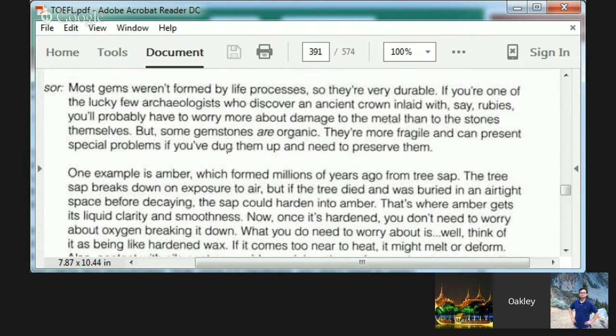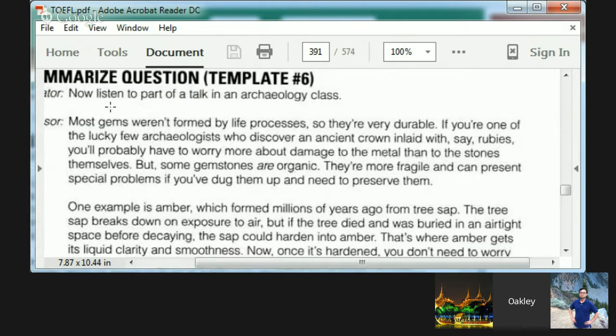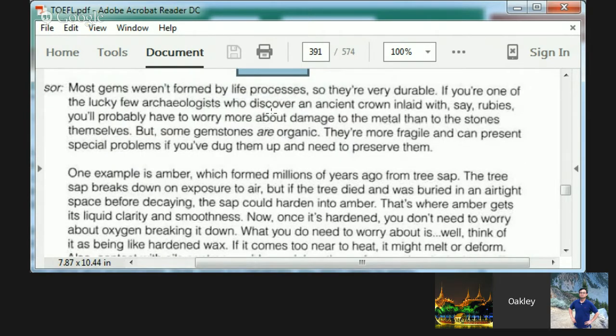All right. It starts out with a very brief introduction by the narrator. Don't forget about the narrator. He's going to give you a clue. For example, here: "Now listen to a part of a talk in an archaeology class." Okay, you can start to use predictive listening. You at least know it's archaeology, so you have some idea where you're going. Okay, and then here we go.